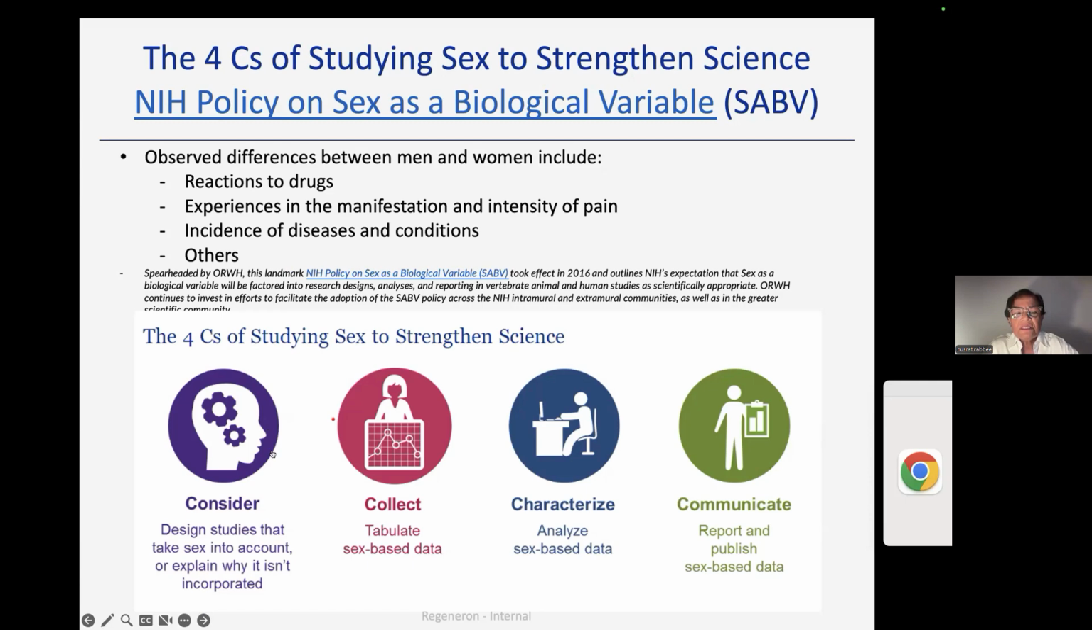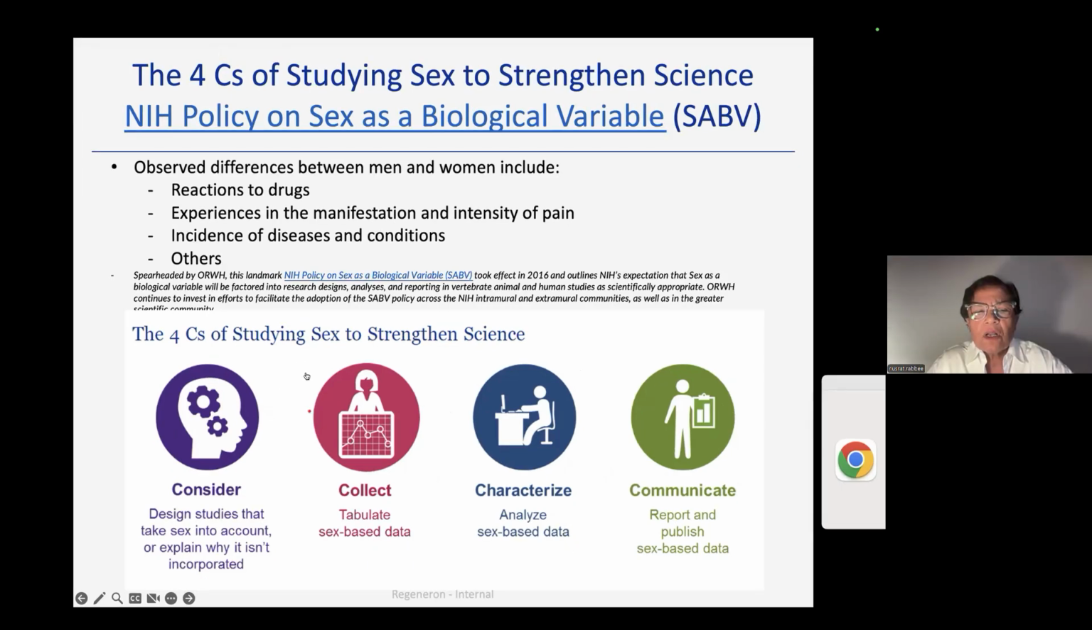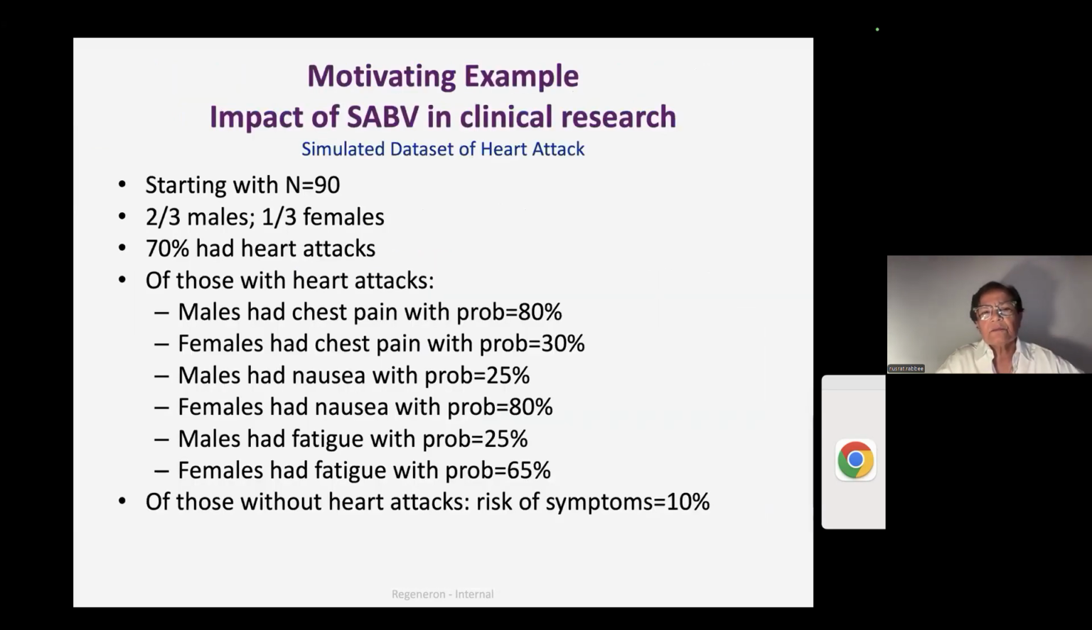So this 4Cs framework was invented by ORWH, that's the Office of Research on Women's Health at the NIH. So what I did was adopt this framework, stay true to this framework, and then frame the statistics around this framework. So I start with a motivating example.